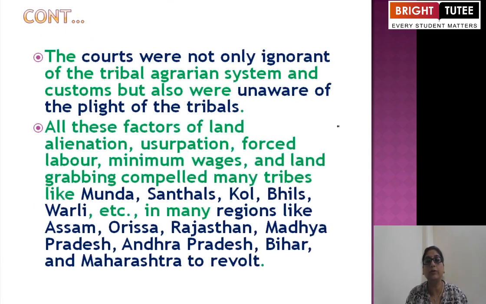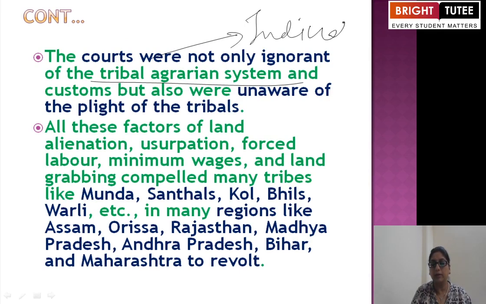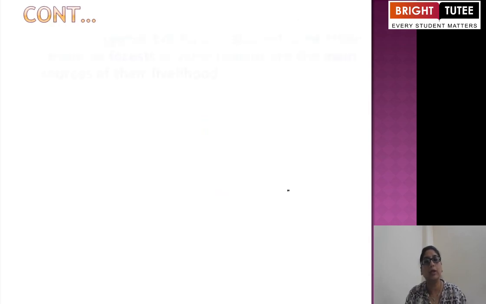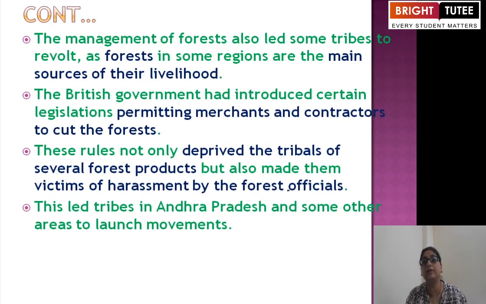Now, the courts were not only ignorant of the tribal agrarian system, the tribes were ignored by the judiciary. The judiciary was ignoring these tribal systems, and was also unaware of the plight of the tribals. And all these factors of land alienation, usurpation, forced labor, minimum wages, and land grabbing compelled many tribes like Munda, Santals, Kols, Bhils, Warli, etc., and in many regions like Assam, Orissa, Rajasthan, Madhya Pradesh, Andhra Pradesh, Bihar, and Maharashtra to revolt. Now they all were against the British rule because they were the sufferers.